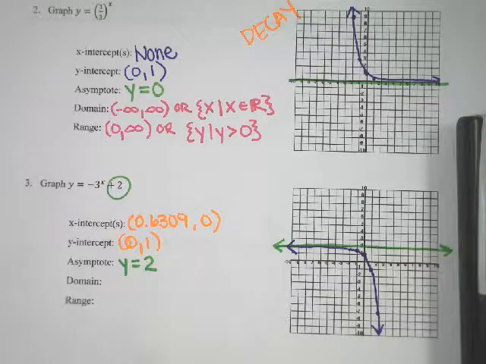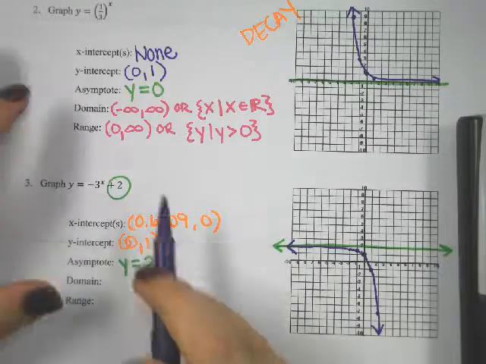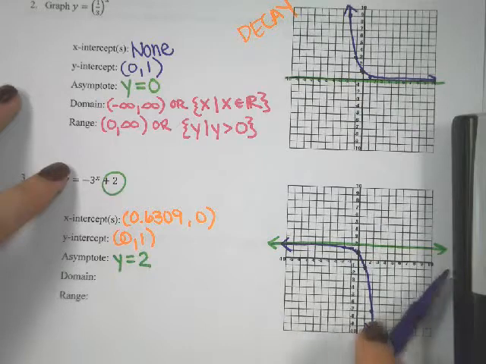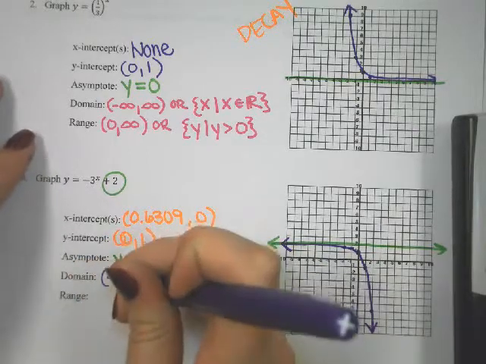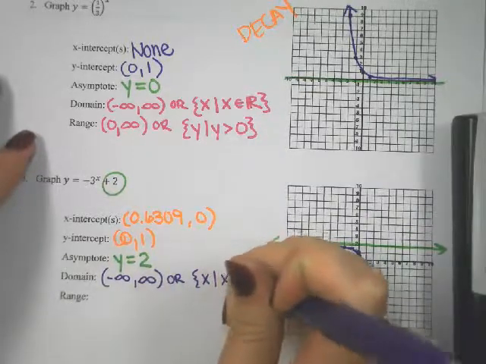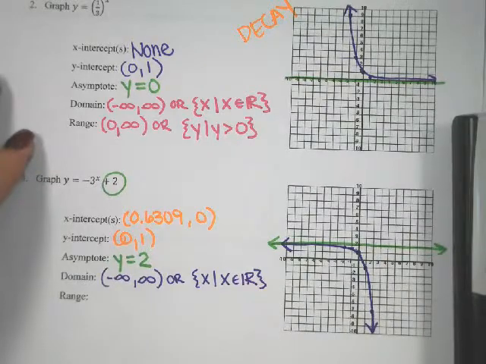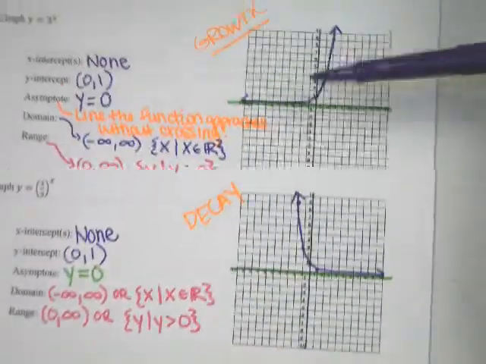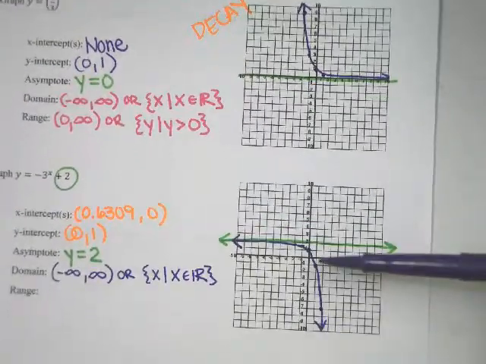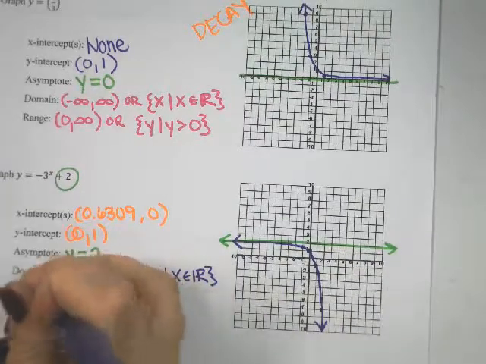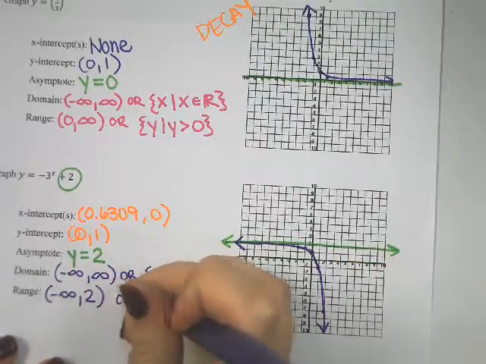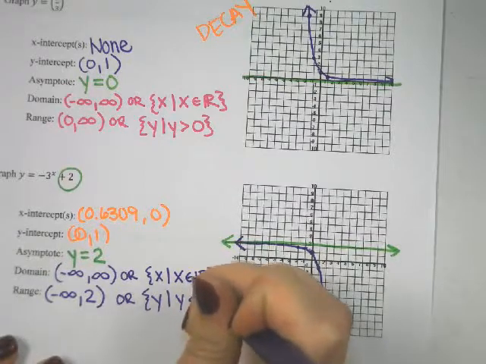For exponential functions, our domain will never change. Our domain is going to be all real numbers. The reason is because we're allowed to input anything we want. It points all the way to the left, and it points to the right, accounting for all values. So negative infinity to infinity, or once again, all x such that x is a real number. For our range, for these, the whole line was above 0. In this case, our entire line is below 2. So we want to say from negative infinity to 2, not including 2, or you can say all y such that y is less than 2.